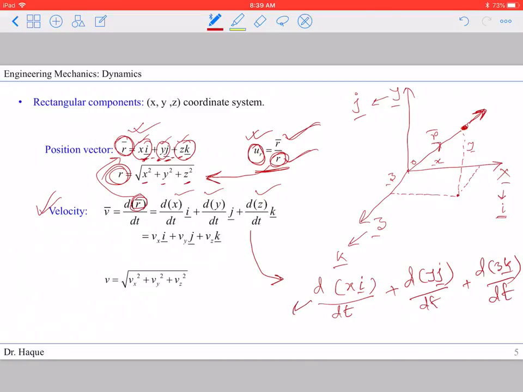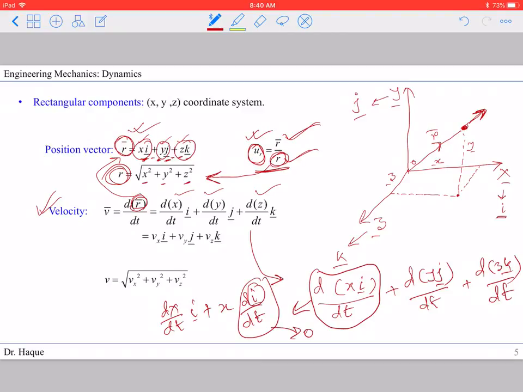So now let's solve one term. If we expand that, we'll get dx/dt times i plus x di/dt. We're just expanding this term. Now i is a unit vector, so it is constant. If we take the derivative of a constant, it becomes 0. So this term becomes 0, so this whole term becomes 0.